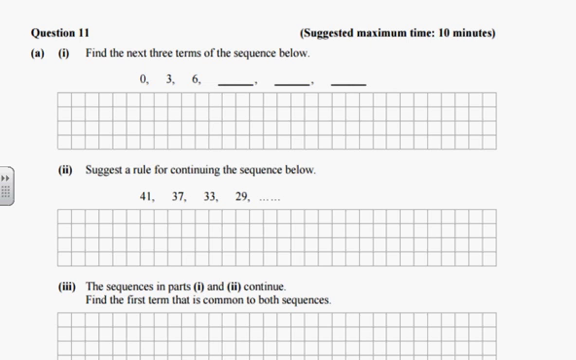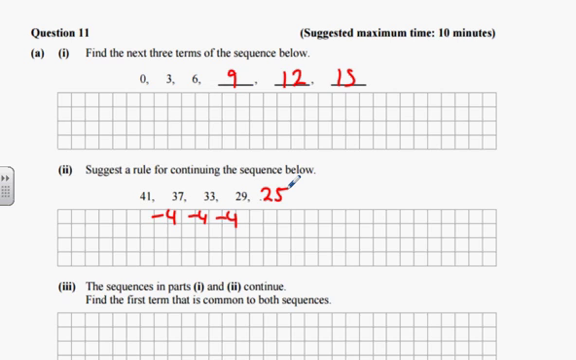9, 12, 15. It goes up in threes. Okay, what about the next one? Minus every number by 4. That's going down by 4, by 4, by 4, and that's 25. Any name for these sequences? Linear. Linear sequence. What does a linear sequence mean? Same gap every time.